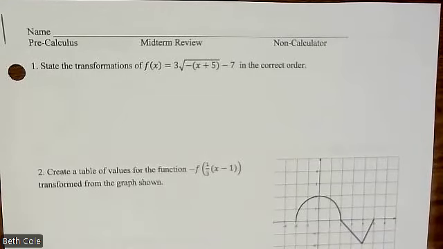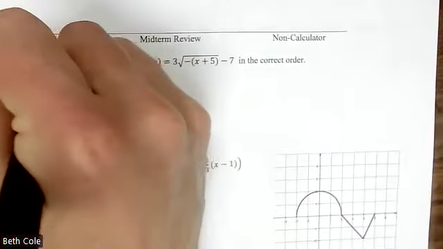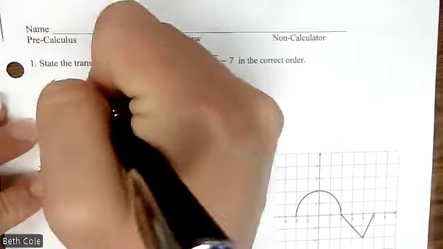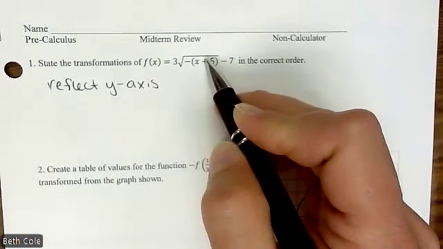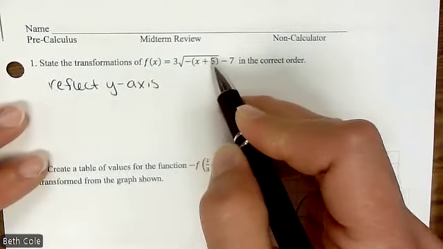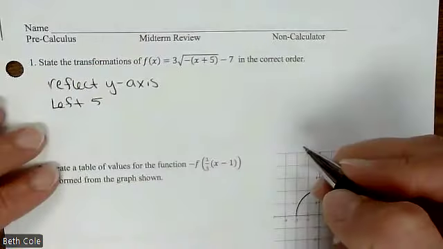State the transformations in the correct order. So you start inside. The order it goes in is reflections, stretches and shrinks, shifts. So starting inside, we have a negative that reflects over what? Close. Y-axis. Good. And everything inside is kind of backwards. So the +5 is left 5.